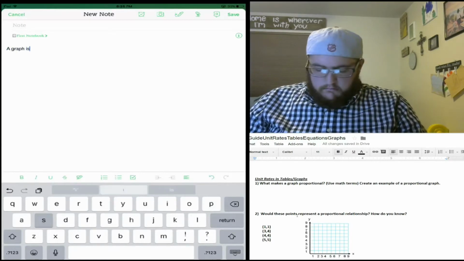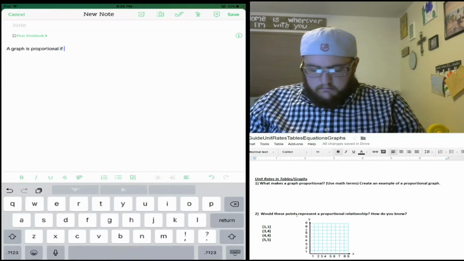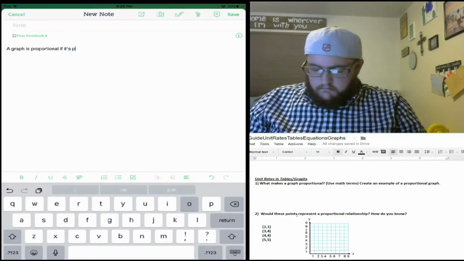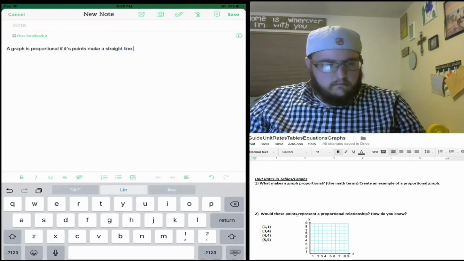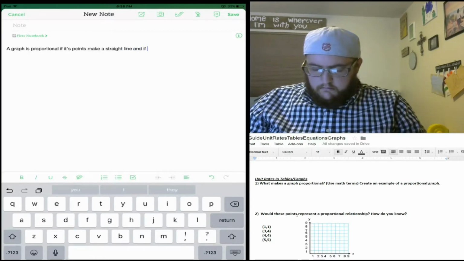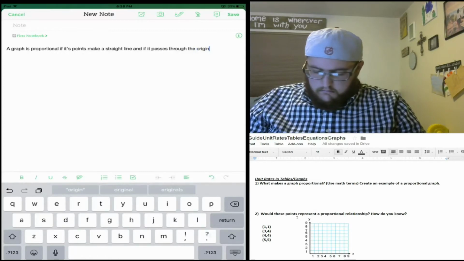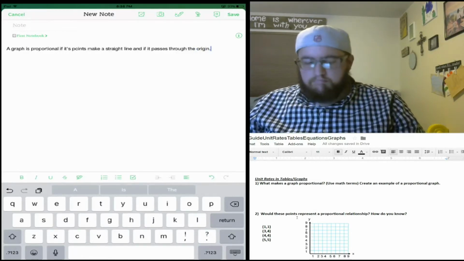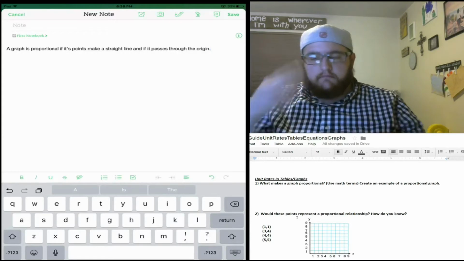So I might say something like this. And if you'll recall, you can find this information on one of the previous PowerPoints. A graph is proportional if its points make a straight line and if it passes through the origin. That's pretty much it. This would be a satisfactory answer for that question.